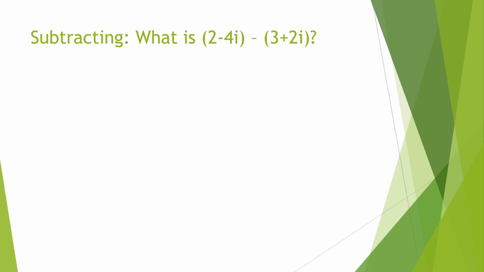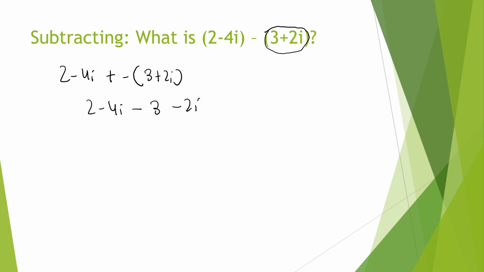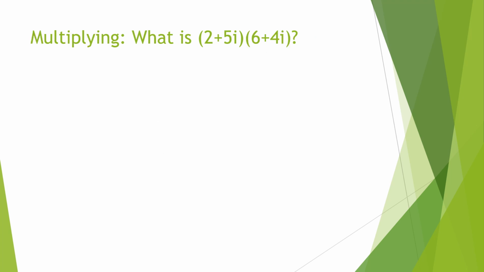When you're subtracting complex numbers, it's like adding the negative of the complex number. So let's do that. 2 minus 4i plus the negative of 3 plus 2i, which is just 2 minus 4i minus 3 minus 2i, which is just negative 1 minus 6i. And that's your answer.